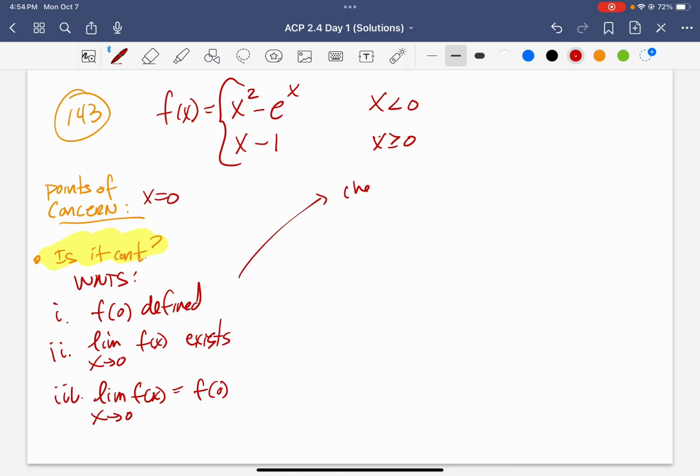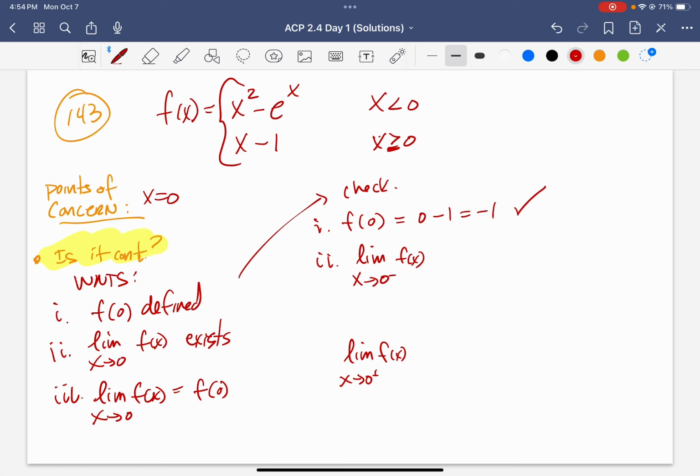So I go up here and I check. Well, first, f of 0 is equal to, put it in the bottom piece because it's equal. 0 minus 1 is -1. So that's okay. I can get something out. The limit as x goes to 0, well, to figure that out, I'm going to have to go from the left. I'm going to have to go from the right, and they better be equal.